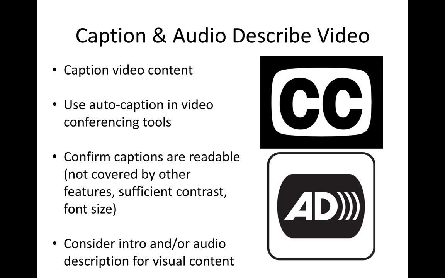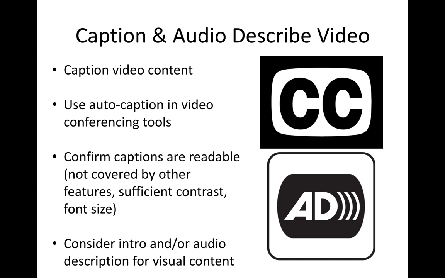You want to make sure that your captions are readable. So when you're thinking about where the captions appear on the video, make sure that you don't have a lot of text that appears on the video in that space as well. Try not to cover them with other features. So in some video conferencing tools, they might end up covered by the chat feature or other features, so you want to make sure that that's not happening. You want to make sure that there's sufficient contrast, and again, if you can set this in the tool that you're using, you want to make sure that the font size is adequate.